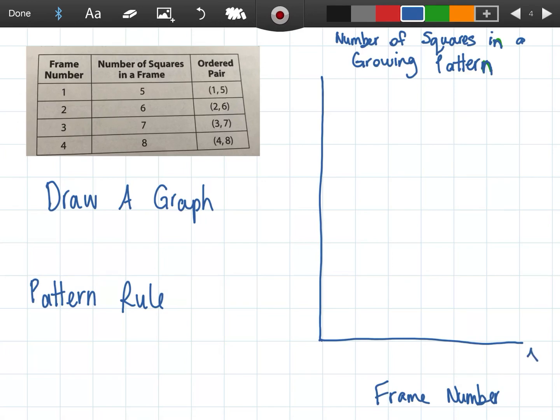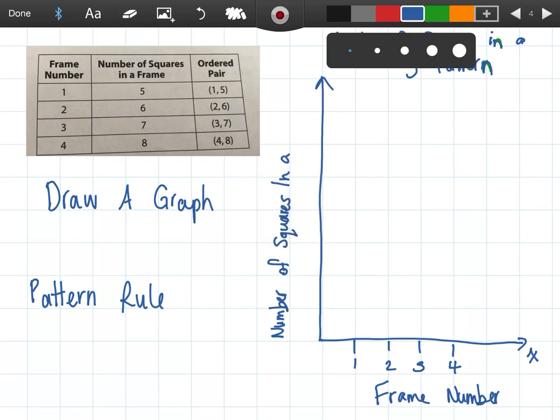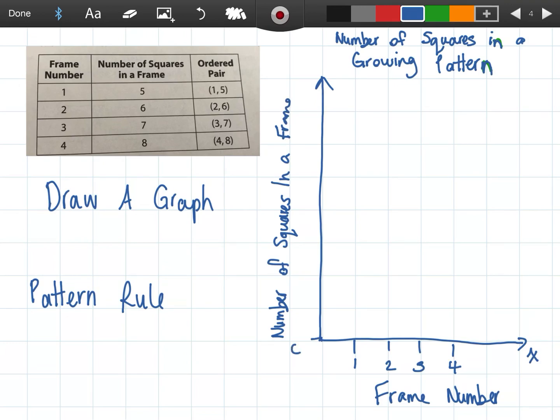Remember to label those axes. There's that x-axis. That's never going to change no matter what pattern we look at, so that's what goes on the bottom. I'm just going to go 1, 2, 3, 4. We can go on to 5, but we don't have it. And then here is going to be number of squares in a frame. Okay, so we can start at 0, and I'm going to go up by 2s: 2, 4, 6, 8, 10.